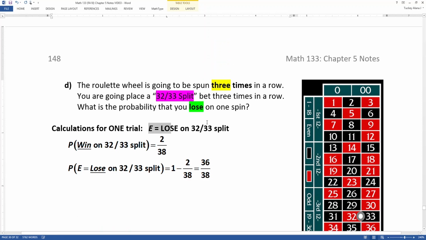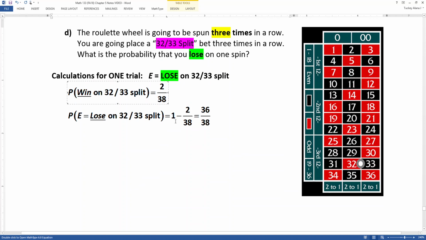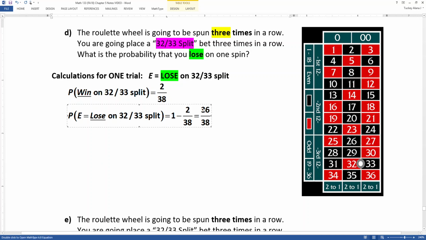All right, so event E is actually losing. Because we're interested in loss, the event we're interested in is losing. It usually pays with these kinds of gambling games to note winning and losing. So the chances of winning is 2 out of 38 because there's 2 winning spaces. Then the chances of losing is the complement of that, which is 1 minus 2 out of 38, which is 36 out of 38. There's 2 winning spaces, so there's 36 losing spaces.